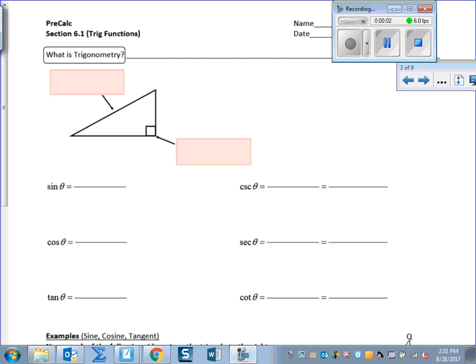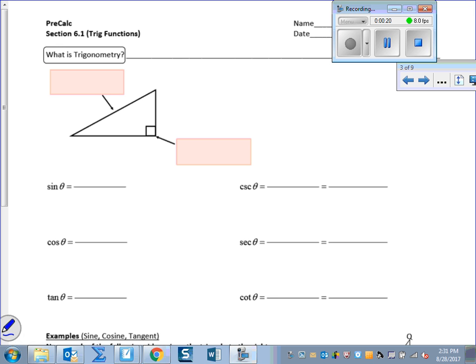Okay, so first thing we're going to talk about today. What is trigonometry? What do you think that is? No one talks because we know it's recorded. So I'll tell you. Trigonometry is the study of triangles. What kind of triangle do we have right here? A right triangle. Good job answering.